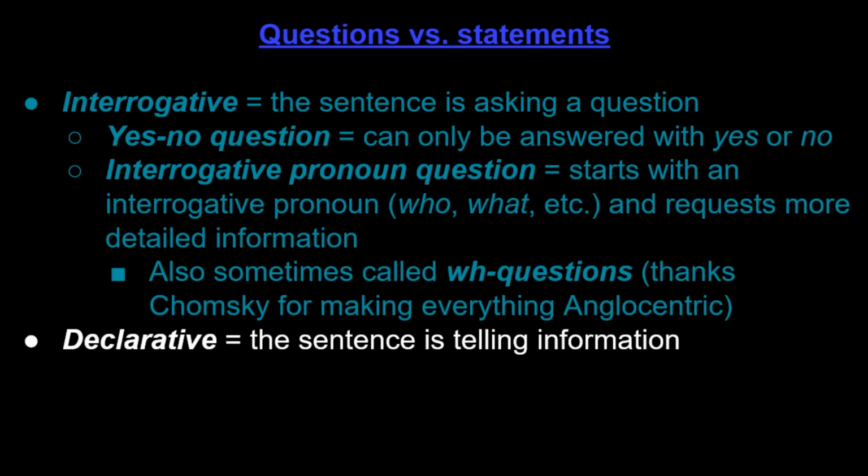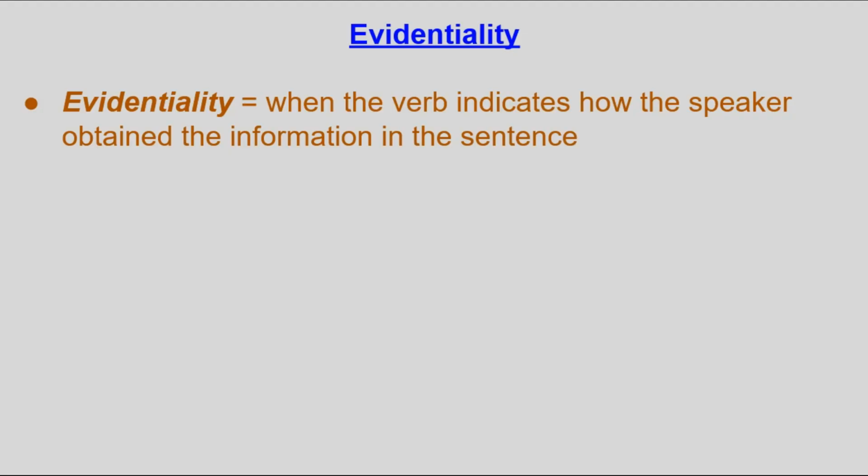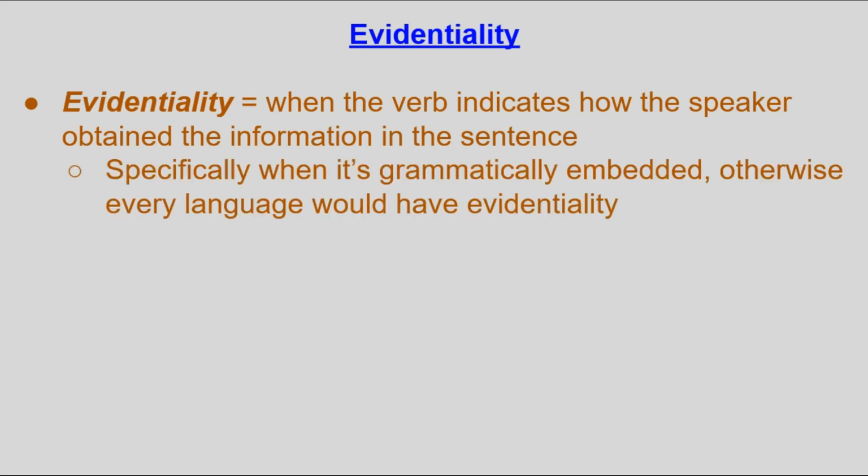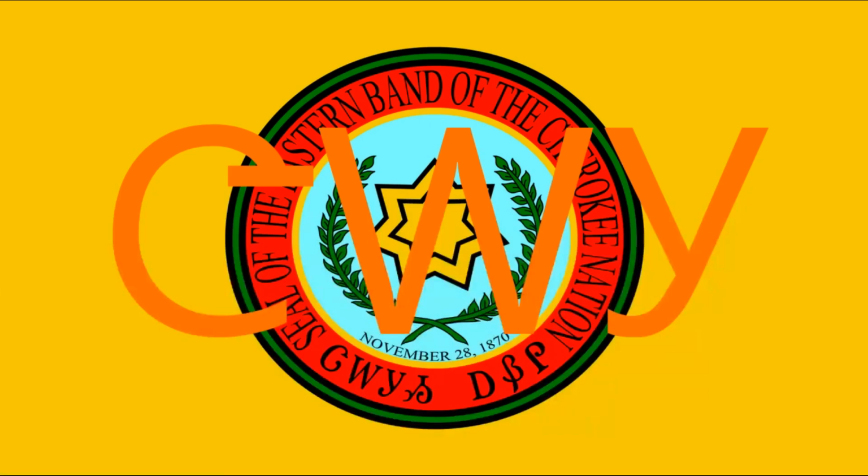And finally, there's one last very cool verb feature in some languages. Evidentiality is an indication on the verb of how the speaker obtained the information they're telling, specifically one that's always required because a speaker of any language can tell you their source under their own will. The only language I've studied that has evidentiality is Cherokee, so I'll explain how that works.